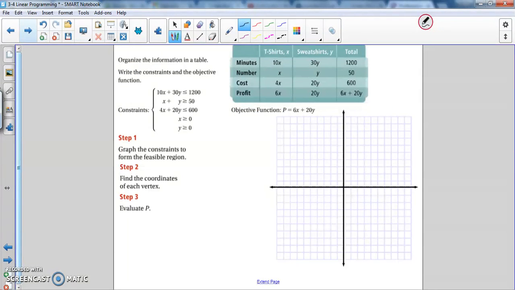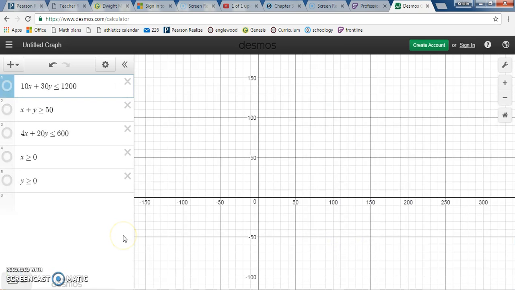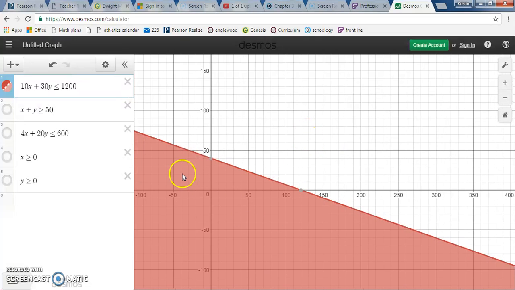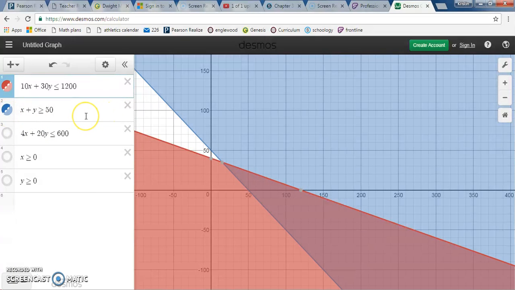Now that we organized all of our information, we know that we need to graph all of our inequalities. So take a second and graph those inequalities. To make this neater for us, I went on Desmos.com to graph the inequalities. So 10x plus 30y is less than or equal to 1,200 is this red inequality. Then I have x plus y is greater than or equal to 50. Then I have 4x plus 20y is less than or equal to 600.